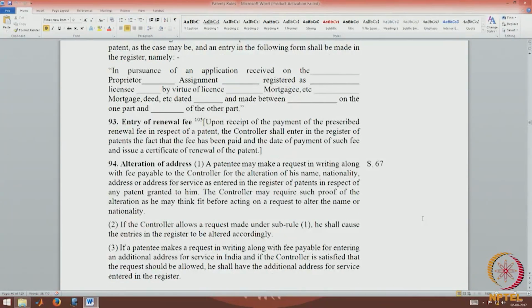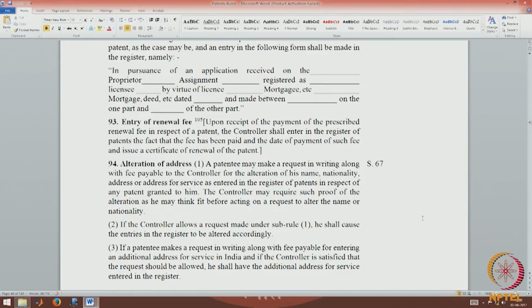Now, there are some other details. Entry of renewal fee. Upon receipt of payment of prescribed renewal fee in respect of a patent, the controller shall enter in the register the fact that the fee has been paid and the date of payment of fee and issue a certificate of renewal. So, every time a patent is renewed, it has to be updated in the register of patents. 94 deals with alteration of address.